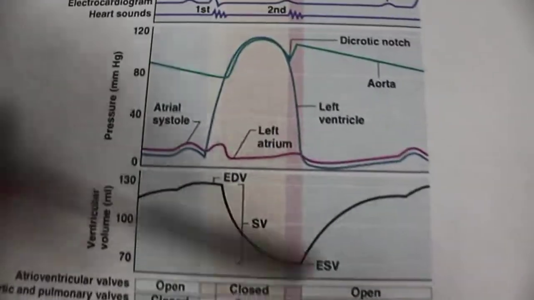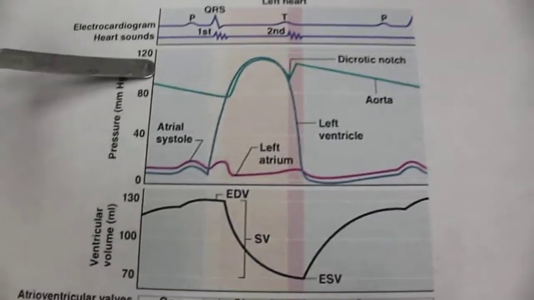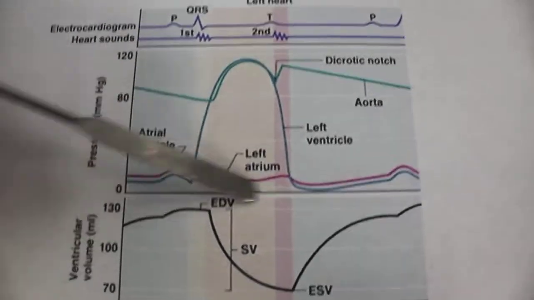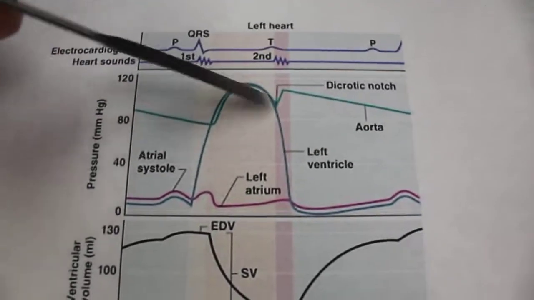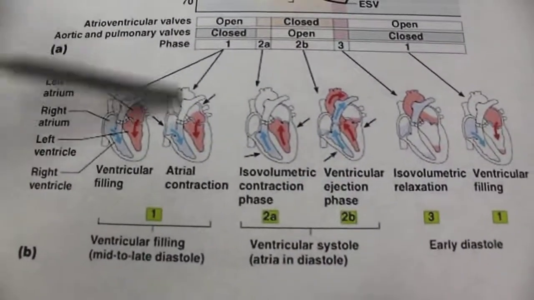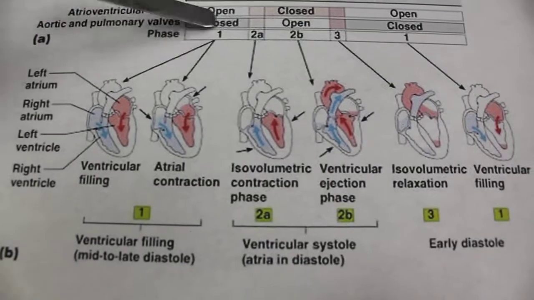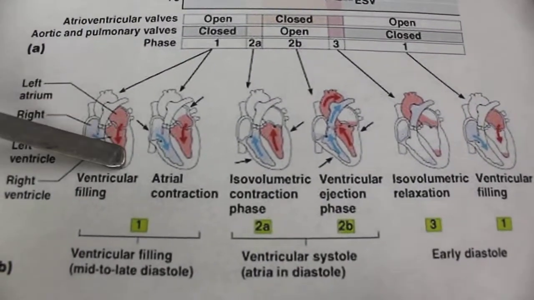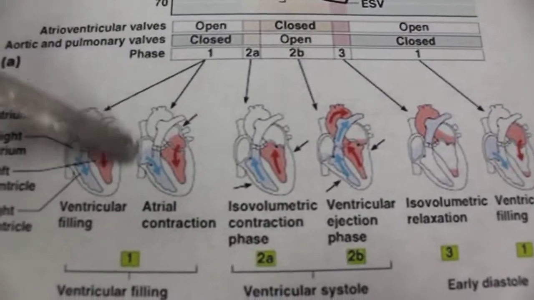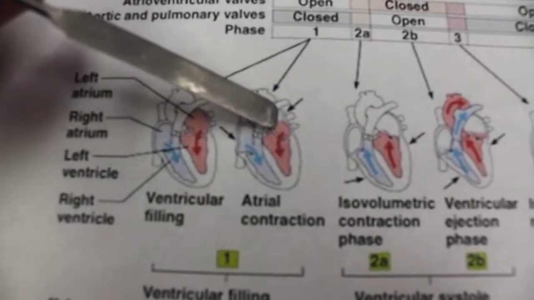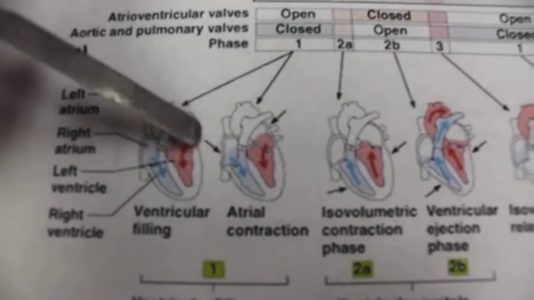Now this is one cardiac cycle. This is pretty much what we just covered, showing all of our atrial systole, our left atrium, our left ventricle, our aorta. This is our dicrotic notch. This is our electrocardiogram with our heart sounds. But this is what's happening in the actual flow of blood. So during the ventricular filling phase, we have the atria filling the ventricles. And then during the atrial contraction, we have the remainder of the blood being forced into our ventricles.